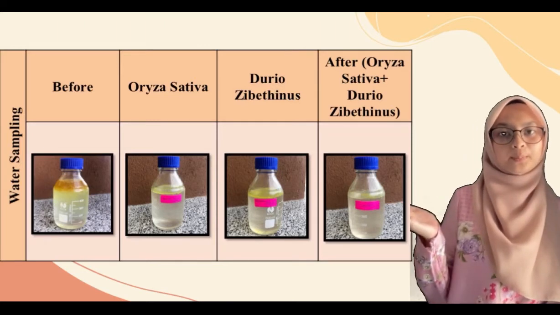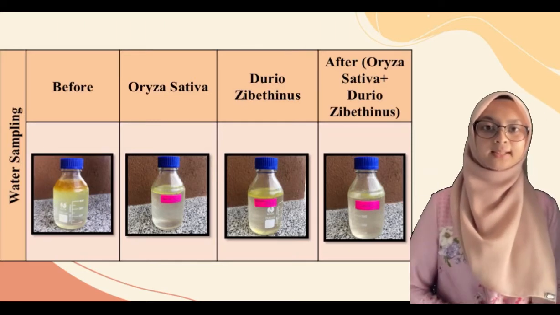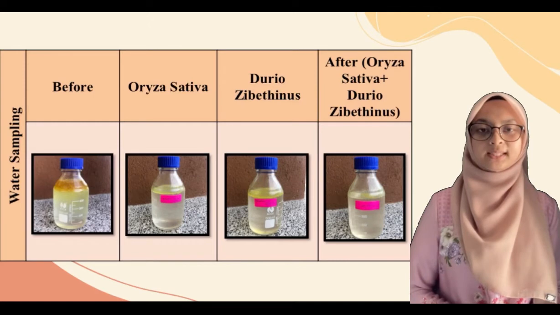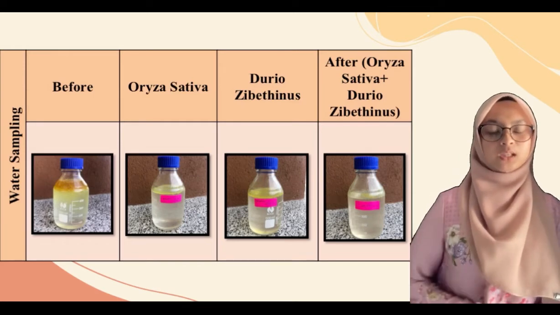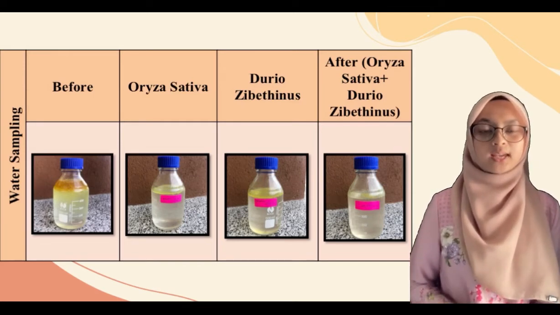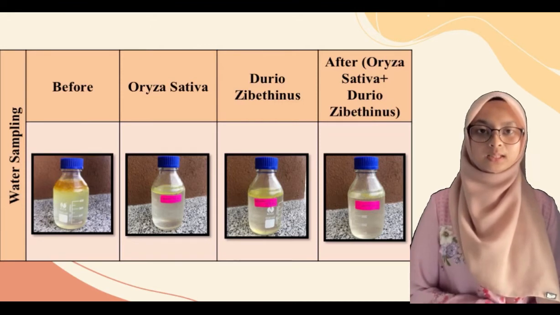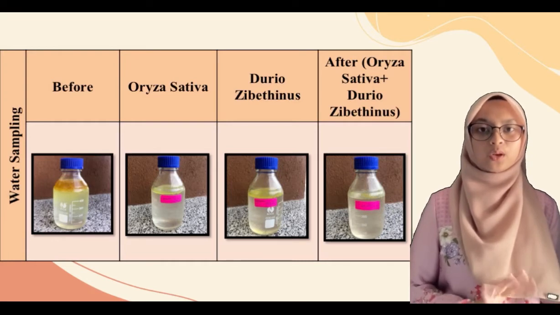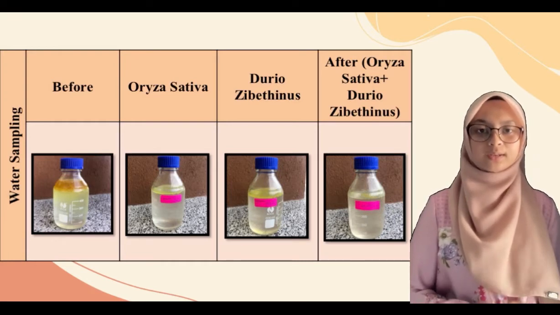This is a water sample picture before and after the project is done. The first picture is the previous water sample condition. The next picture is after using Oryza sativa. And next is a water sample picture after using Durio zibethinus. The last picture is the water sample after using both materials, Oryza sativa and Durio zibethinus.